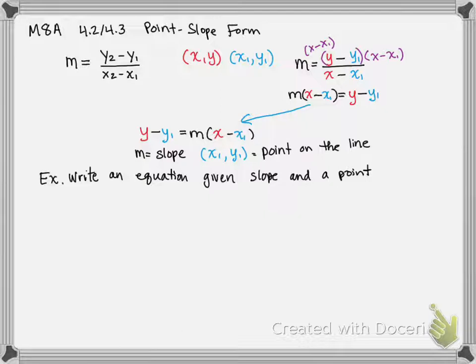Okay, so the given information, this is example 1. We've got this ordered pair. Let's see, how would they say it? Let me add some words here. So it says write an equation given slope and a point. So this is what you're going to hear them say.